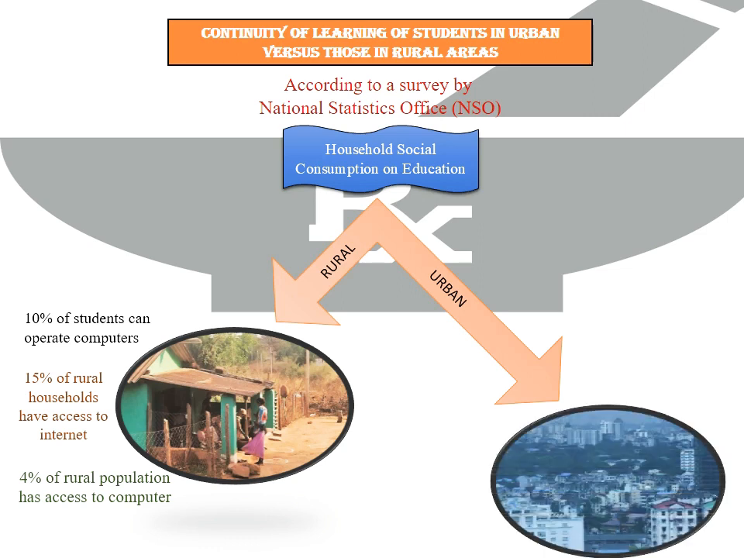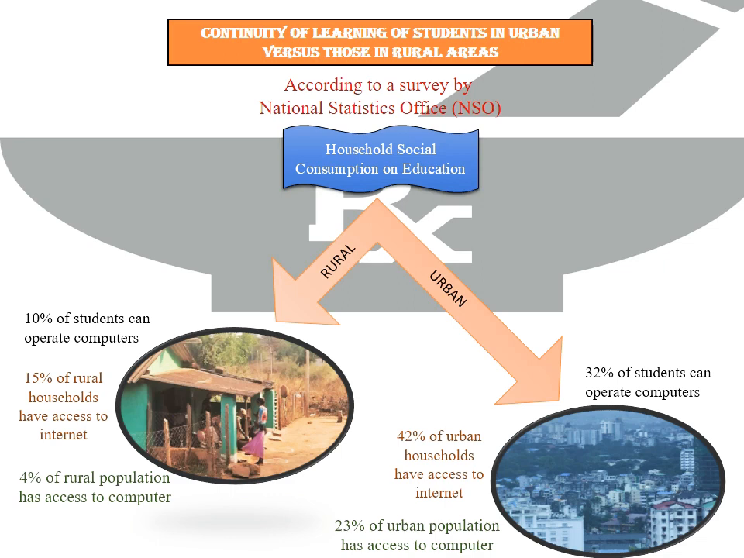In the case of the urban system, 23% of the urban population has access to a computer, which is 19% more than the rural population. 42% of urban households have access to the internet. That's quite good. And 32% of students can operate the computer. That is also 22% more than the rural population.